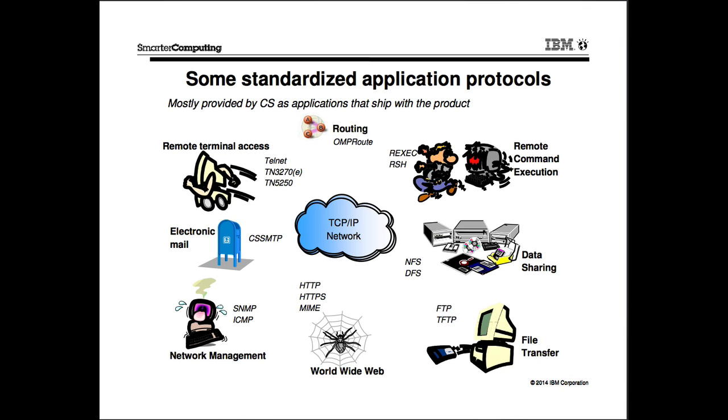So we also provide standardized applications. We provide a routing daemon. We provide electronic mail. We provide SNMP, which is a TCP/IP network management daemon. We provide FTP. We provide trivial file transfer, which is a slimmed down FTP. There's NFS, there's DFS, there's REXEC, RSH. A large number of standard applications come with the z/OS Communication Server.